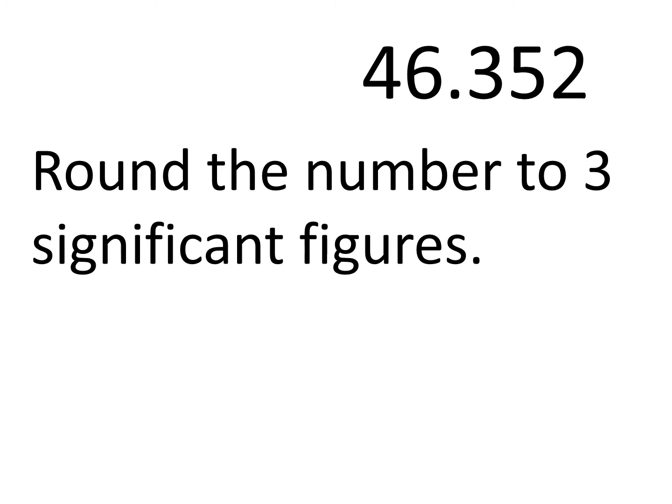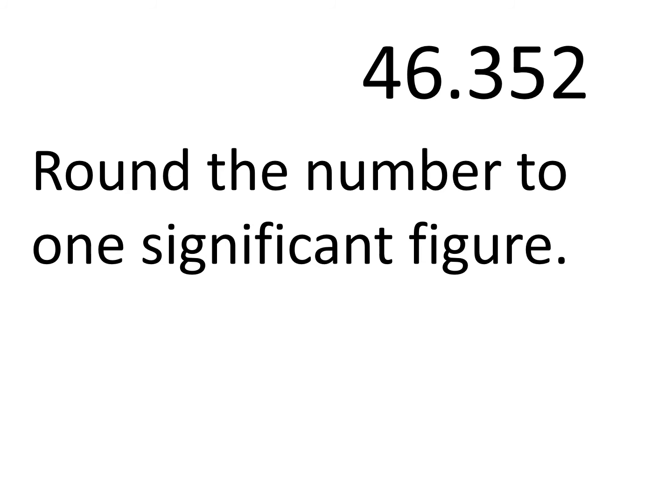So let's round this to 3 significant figures. 46.352. So we're going to keep the first 3, 46.3, but the 3 is followed by a 5, which means we can round it up to a 4, and we get 46.4.